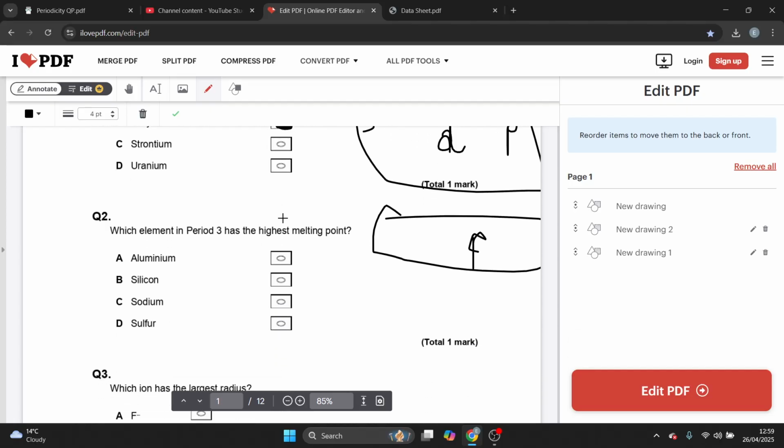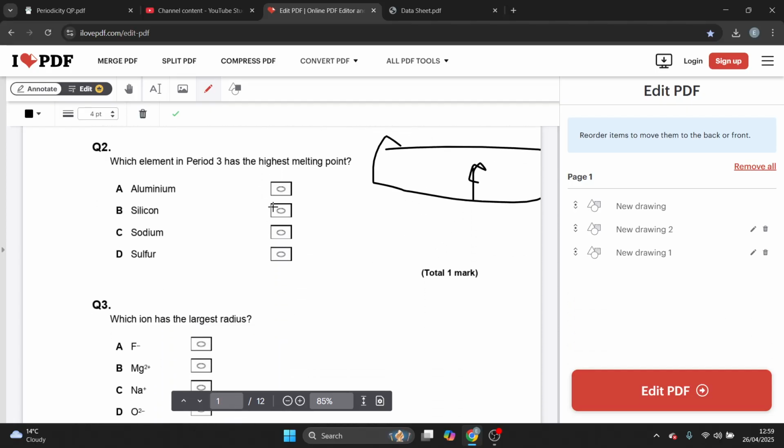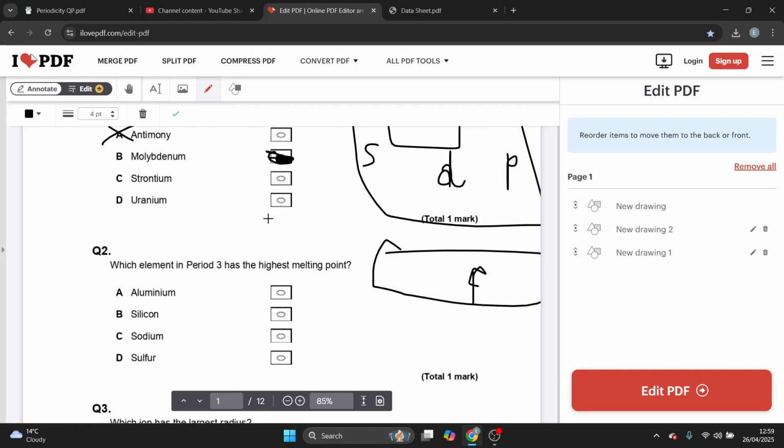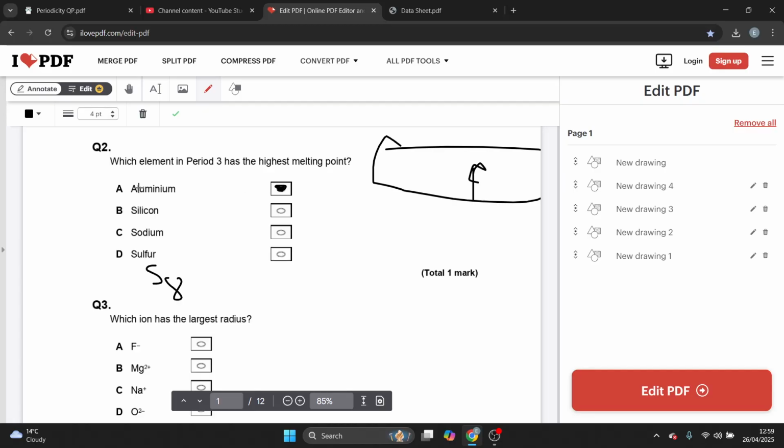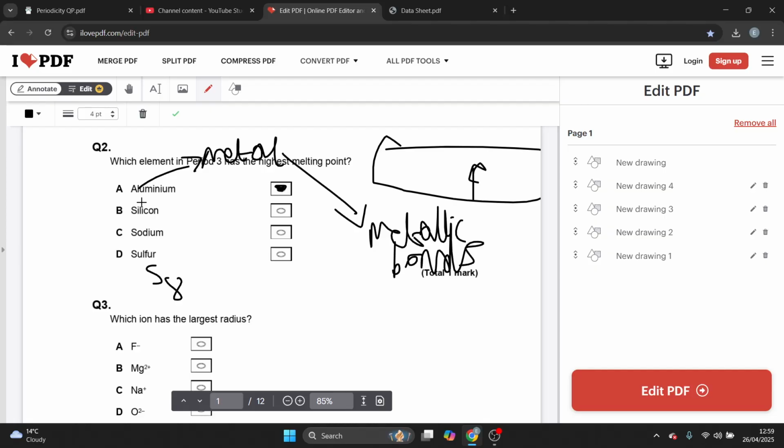Which element in period 3 has the highest melting point? Aluminium, silicon, sodium, and sulfur. Well, let's think about it. Sulfur, S8, no. Silicon, no. It's going to be aluminium because it's a metal and therefore it's got metallic bonds. That's simple. But Iman, is sodium a metal? Yes, but sodium is Na+, aluminium is Al3+, so it's got a greater charge, stronger metallic bonding.